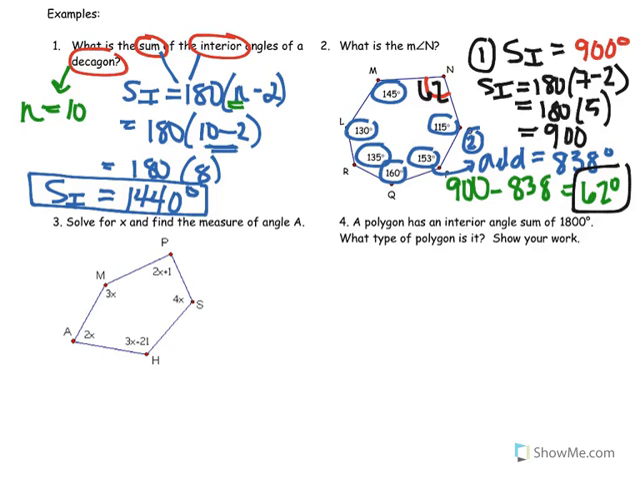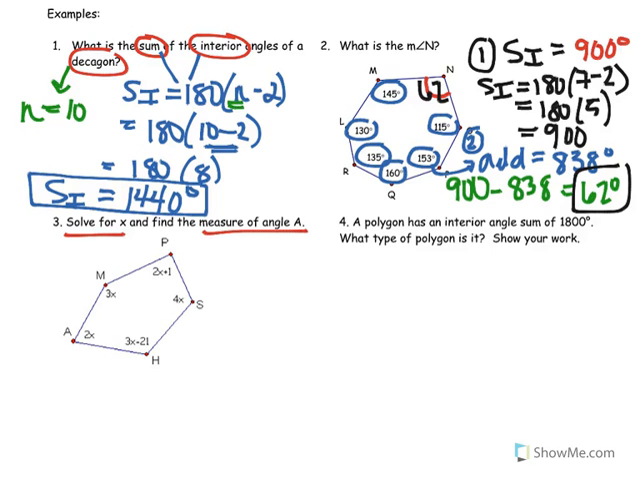Let's look at example 3. Example 3 is a little bit different. This time, it says solve for x, and then find the measure of angle A. So this is a two-step problem. Whenever we solve for x, we need some type of equation. They didn't really give me anything in the directions, but they did give me stuff in the diagram.